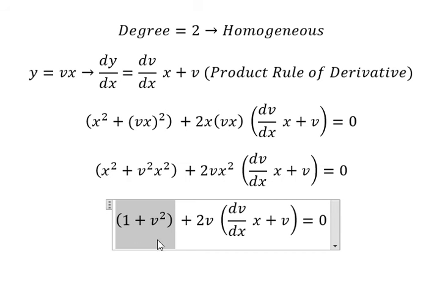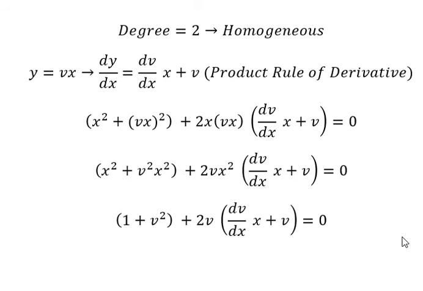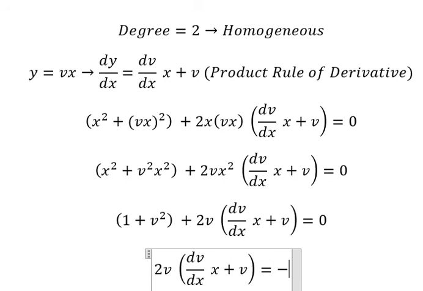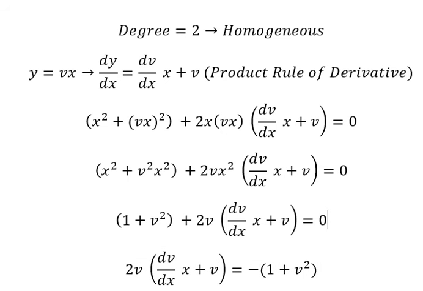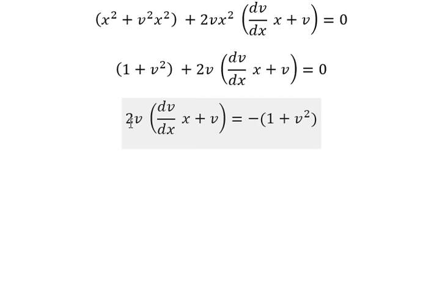So I will put this one go to the right. And you get negative 1 plus v squared. Later we divide both sides by 2v.